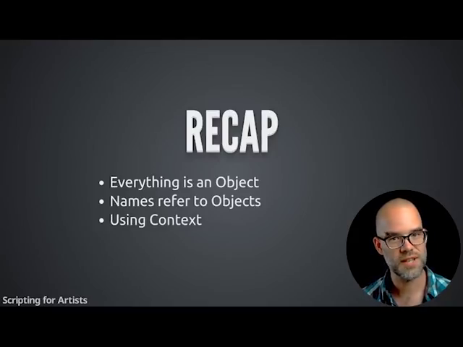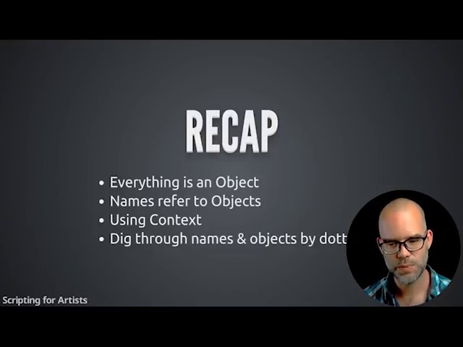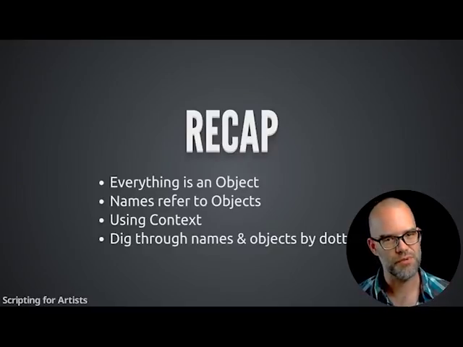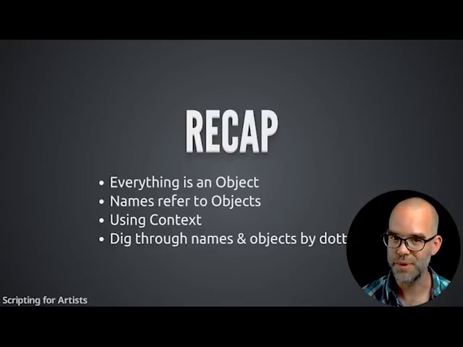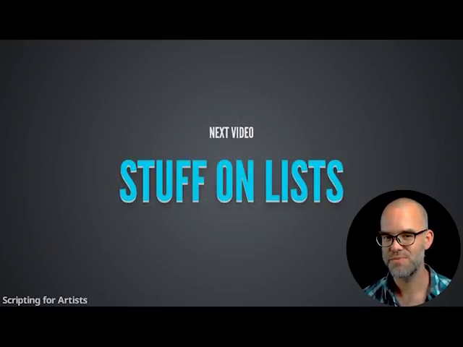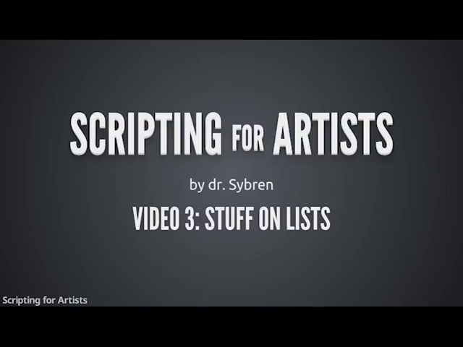We've looked at the context and seen that there's quite a bit of useful stuff in there. We will look more into this in the next video. And we've seen that we can use dots to dig through names and objects. Don't forget to use Ctrl+Space for auto-completion. So the next video is all about stuff on lists, and then we dive into a more practical application.